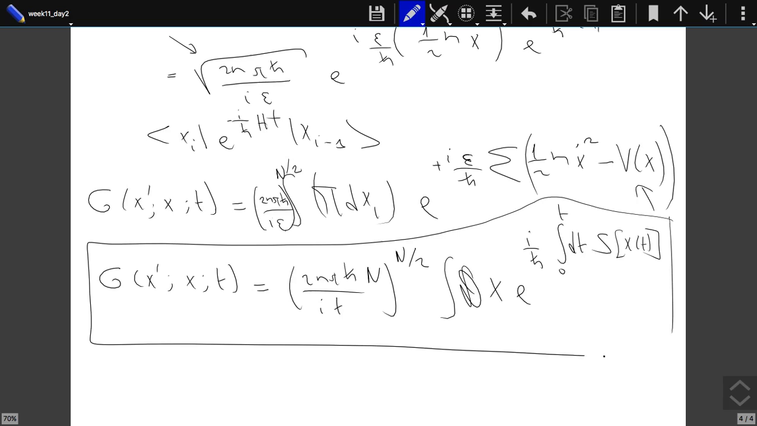Now, of course, the limit as epsilon goes to 0 is kind of problematic. That is the limit as n goes to infinity. Now, the thing I don't like is about this t to the power n over 2. This is what we seem to obtain.